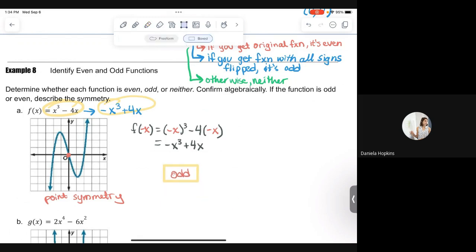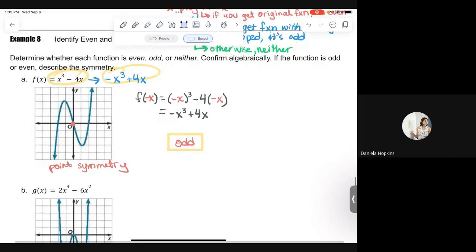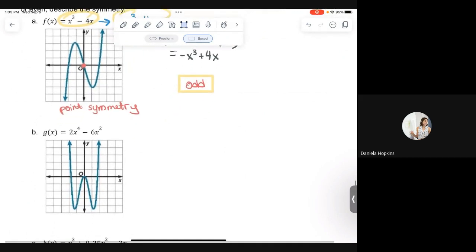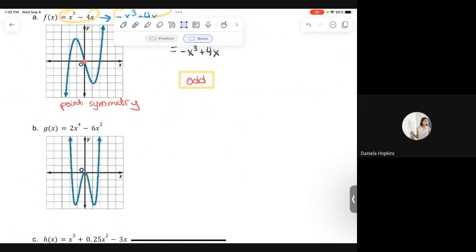That's algebraically how you do that. Now, we did it visually as well, but I'm going to show you algebraically because you can do this as well. All right, let's do another one. Following the same steps. So again, just looking at this, what kind of symmetry do you think part B has?